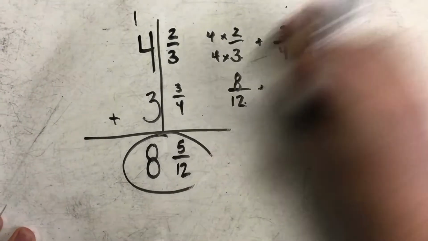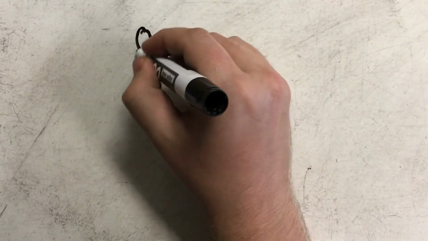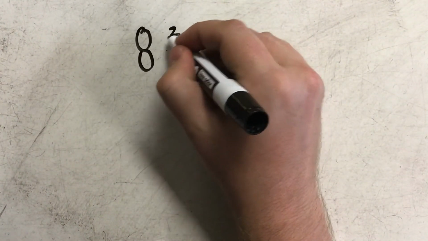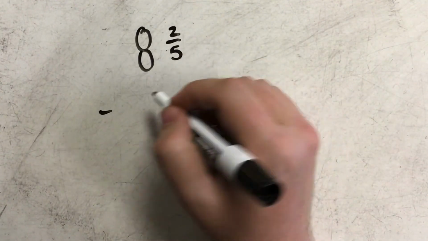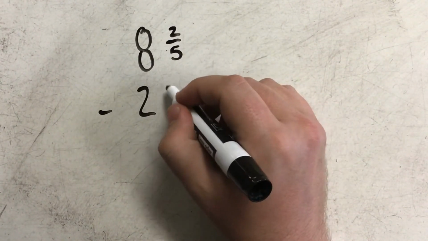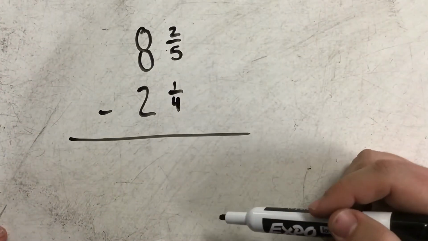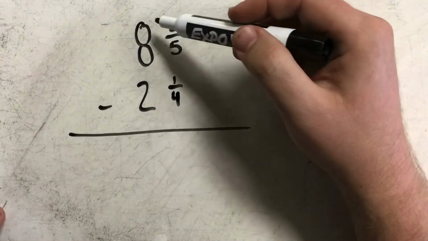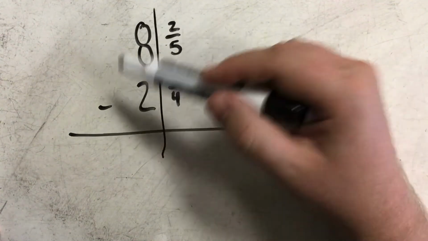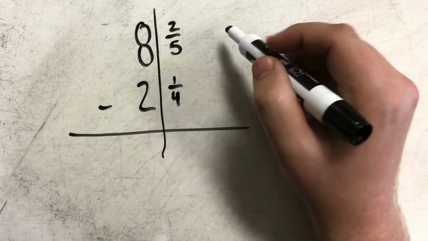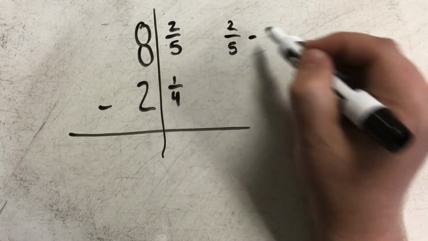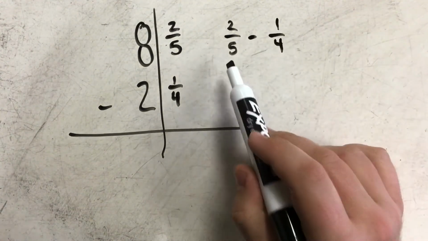Let's look at another example. This time we'll do subtraction. Let's do 8 2/5 minus 2 1/4. Then again, I'm going to set it up so that my numbers are stacked on top of each other. I'm going to separate my fractions from my whole numbers. And I'm going to pull my fractions off to the side. I have 2/5 minus 1/4.